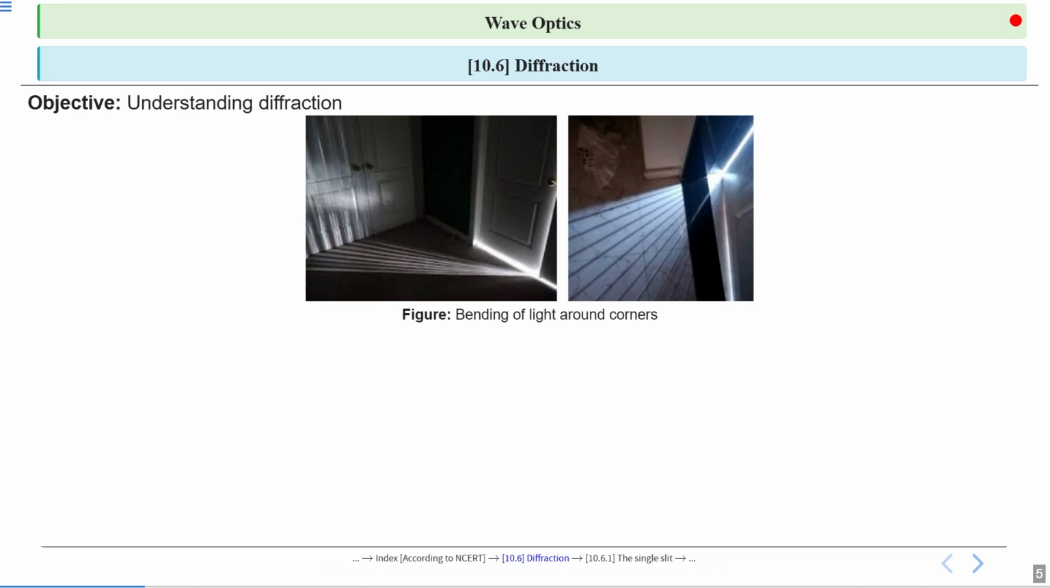In actuality there should be a shadow of the door on the wall, and for a small opening there should be a small rectangular strip of light on the wall. But due to bending of light, due to diffraction of light, this light is bent and it penetrates into the geometrical shadow of the obstacle.